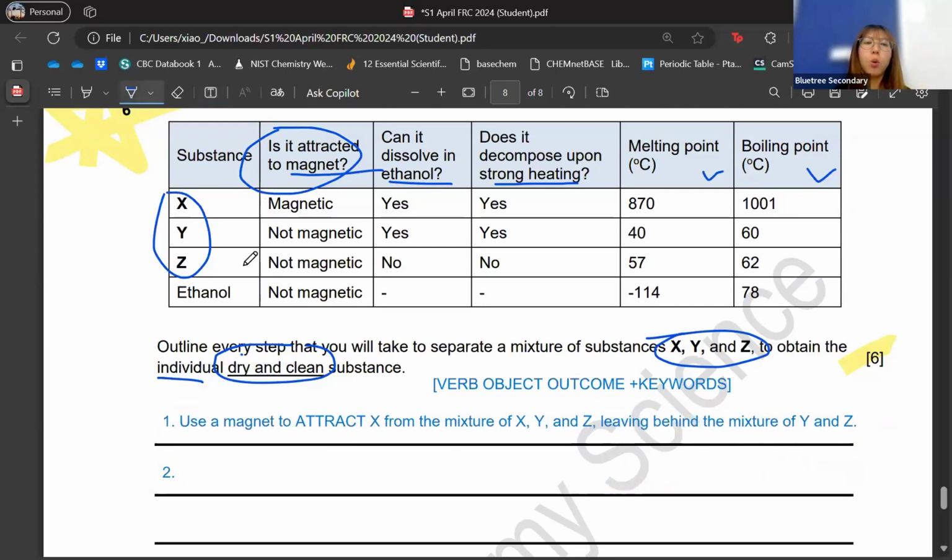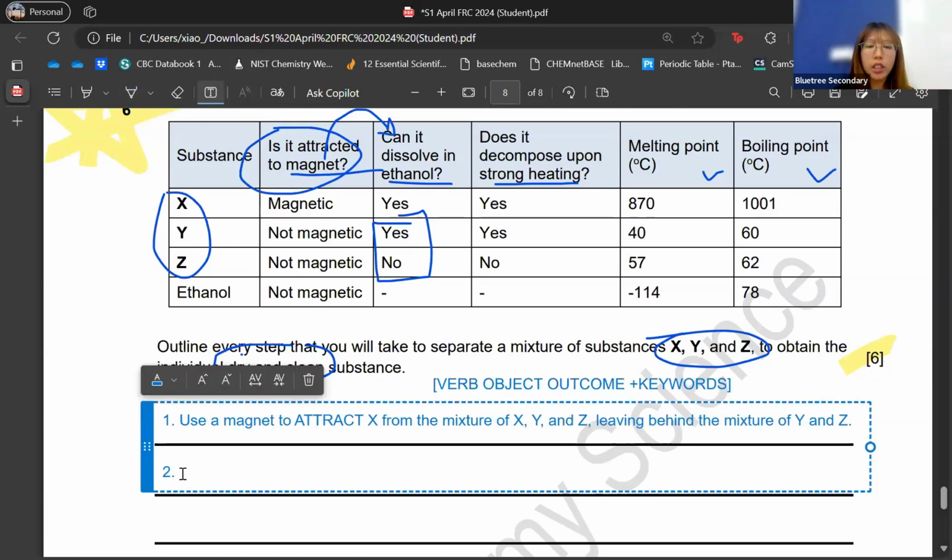So what do I do? Attraction is not going to work because Y and Z, they are both non-magnetic. So we go on to the next clue. Can it dissolve in ethanol? Do you see that there's a difference already? Y can dissolve in ethanol, but X cannot. So this is where you are going to leverage this difference.